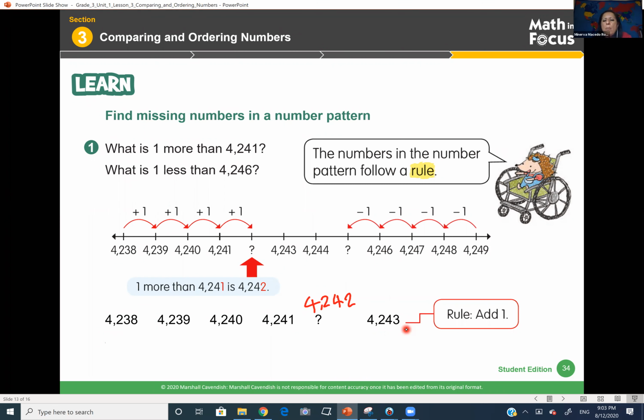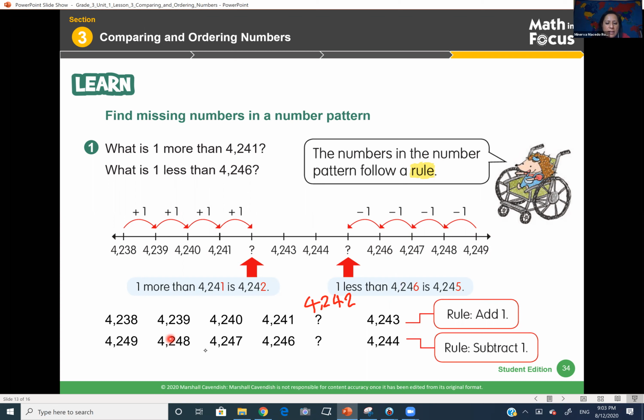Now, if we go backwards, if we start on the side of the greatest number and we want to go back, then we need to subtract 1 because we're jumping back. So if I have this number, 4,246 minus 1, 46 minus 1 is going to be 4,245. So let's look here that the missing number is going to be, the rule is subtract 1. So I do that one.